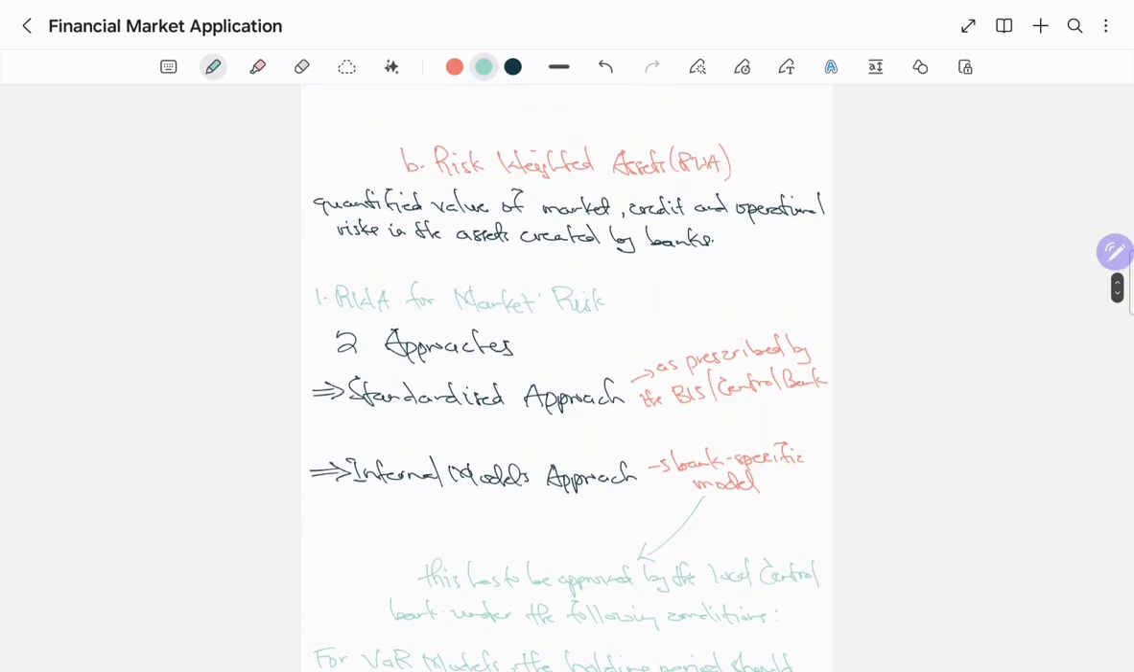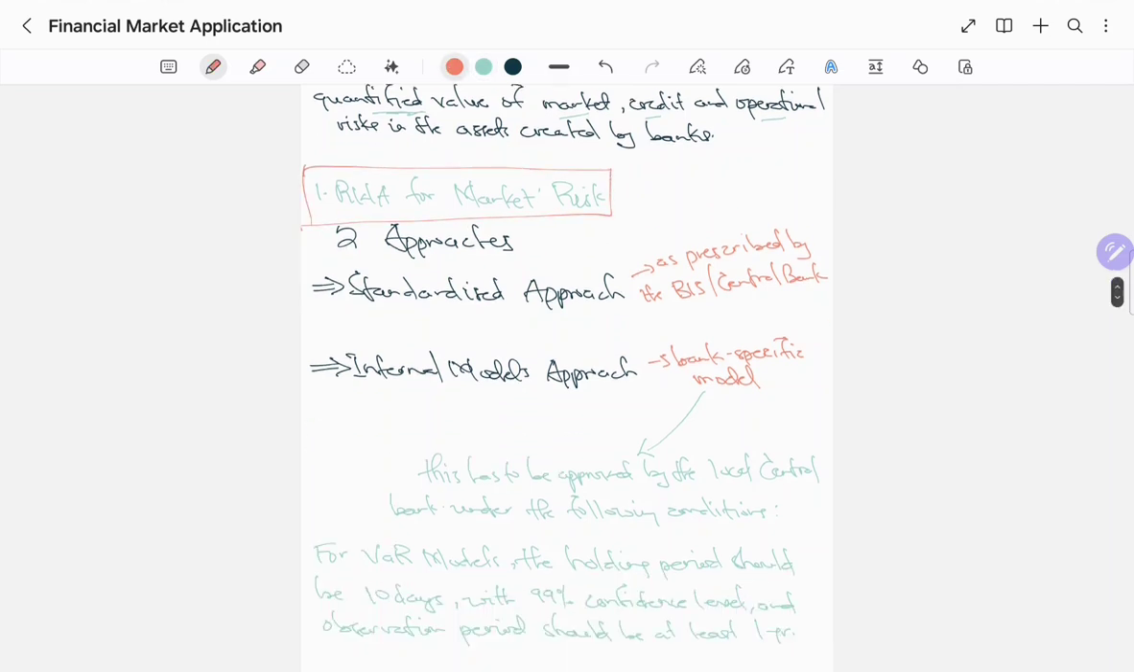Let's look at the denominator as well, where we are looking at the risk-weighted asset. Now, here what we have to do is, in all the assets, we have to quantify the extent of market risk, credit risk, and operational risk in those assets, right? So we start off with market risk. How do we quantify market risk? Now, there are two approaches.